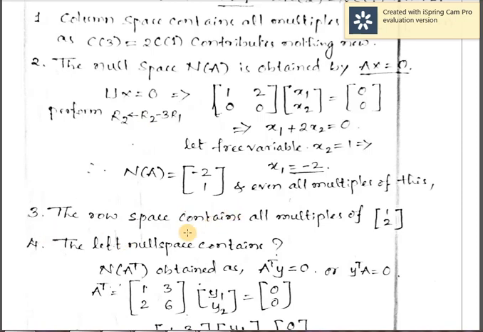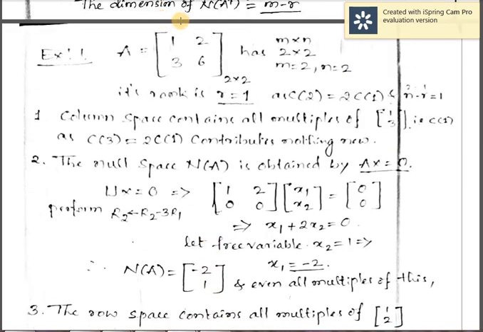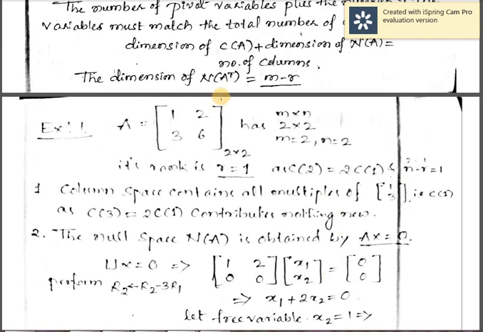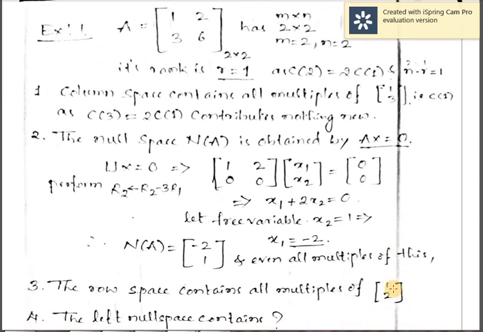Then the row space. Here, the row space means 1, 2. The row space contains all multiples of 1, 2, written in a column.